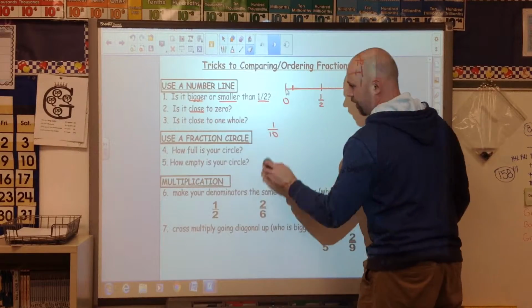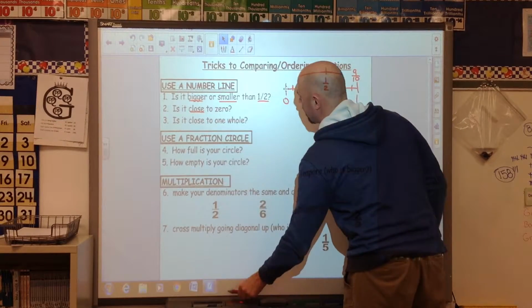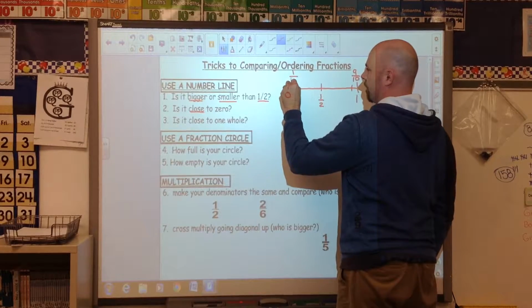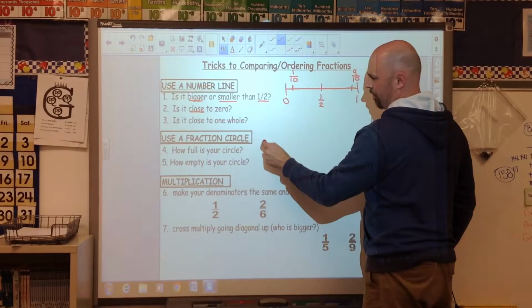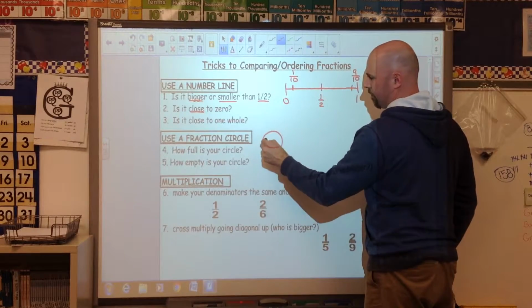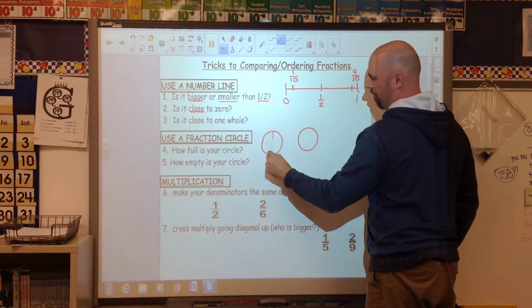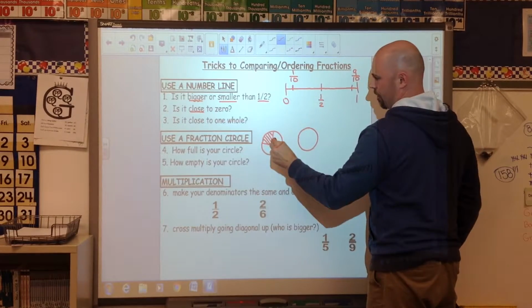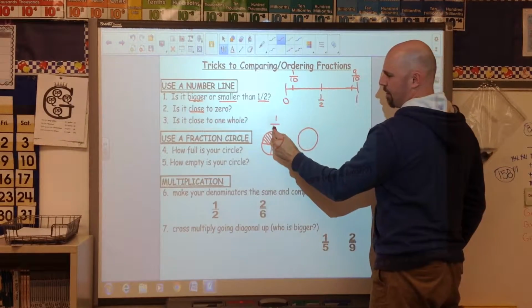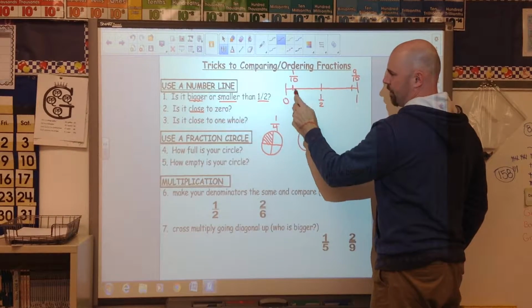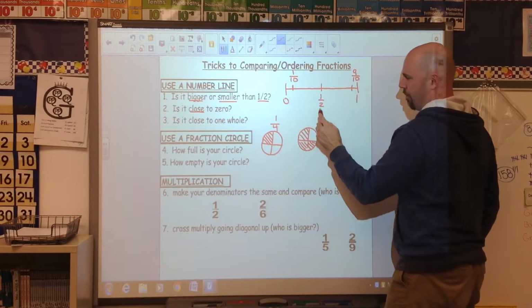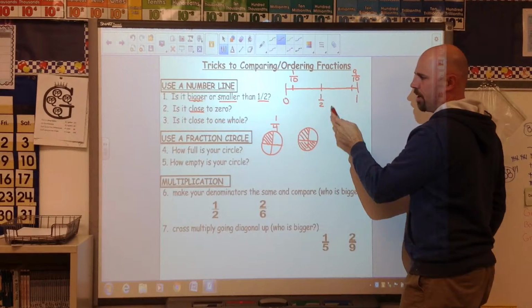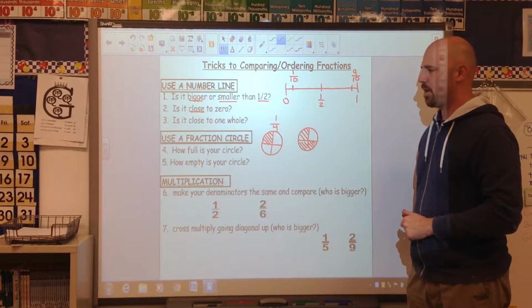The next one I want to take a look at is using fraction circles. We do a lot with fraction circles in here. We have little fraction circle kits. And you can look and say, how full is your circle? So if I have 2 circles here, let's say I do 1/4. Well, 1/4 is pretty empty. That means it's small. 1/4 is probably going to be someplace down here. If I do 3/4, that's pretty full. 3/4 is probably going to be someplace up here. So you can use fraction circles to help you as well.